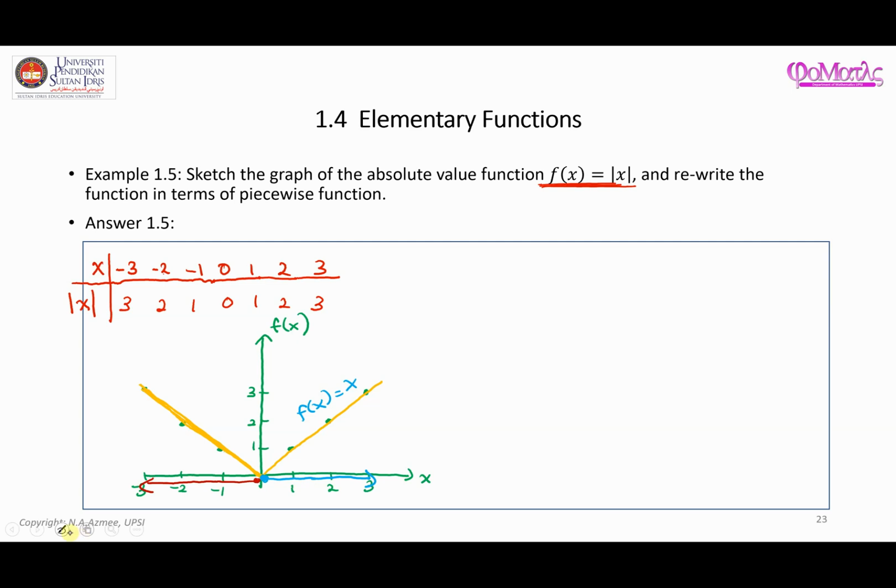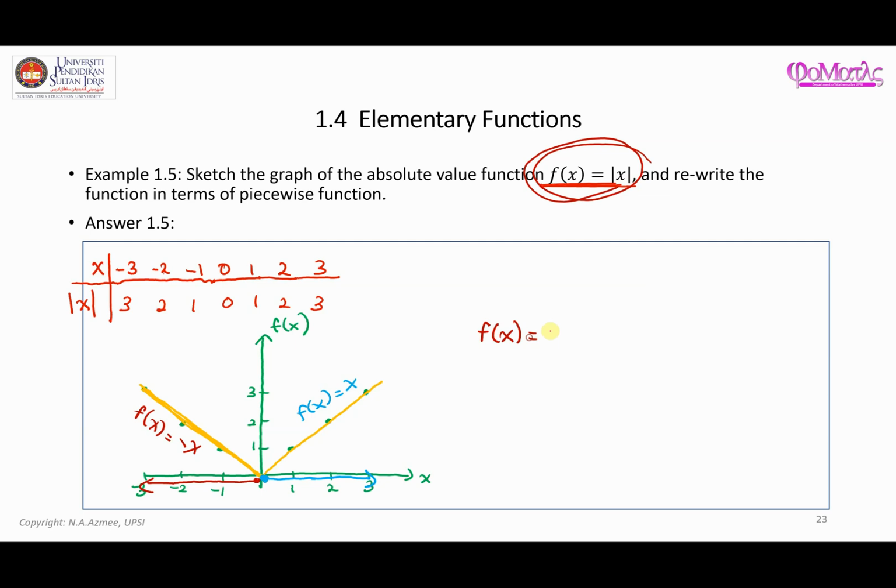Okay, next for the second part here, for this area here, you can see that this is a negative slope. It has the same feature sort of compared to this graph here. So we know that the graph here is going to be f(x) = -x, and therefore we can rewrite this function in terms of a piecewise function, which is going to look like this.